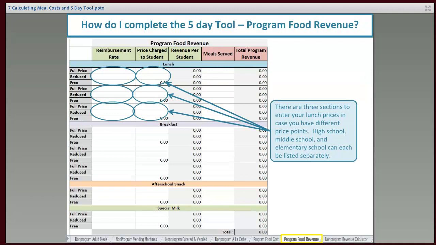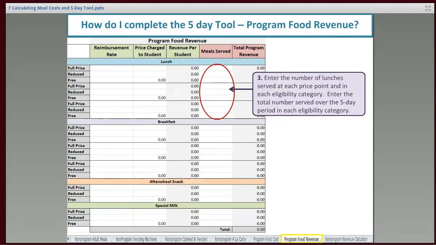And there are 3 sections here. So if you're charging a different price point at your different schools, you can enter those on separate lines. So if my high school is getting charged a higher price, I'll put it in one section, and then middle school can go in the other section, and then elementary in another section if you have 3 different price points.